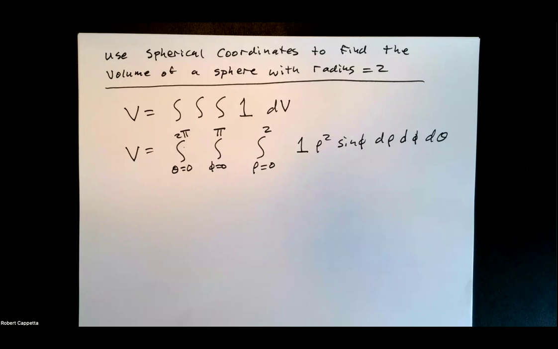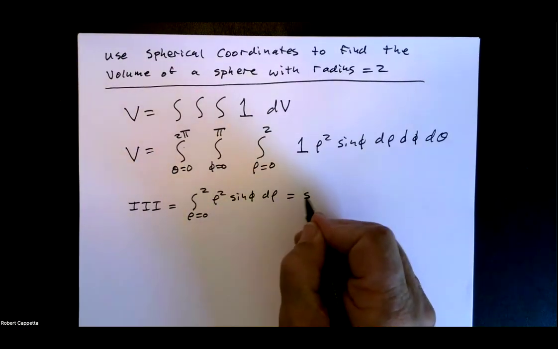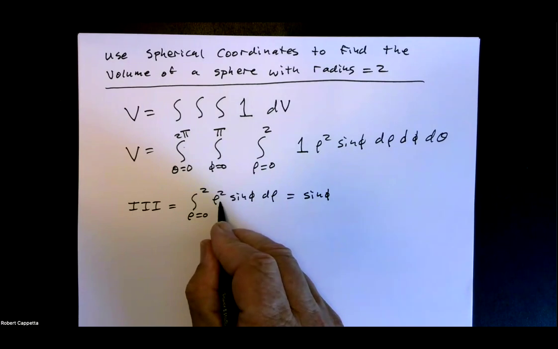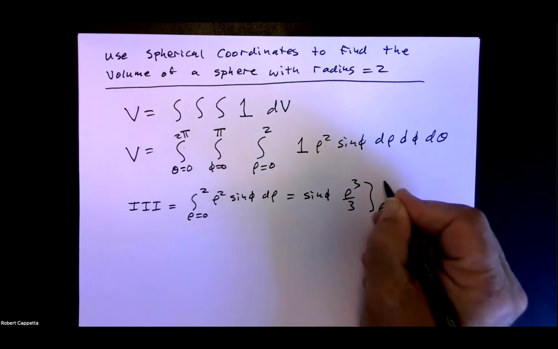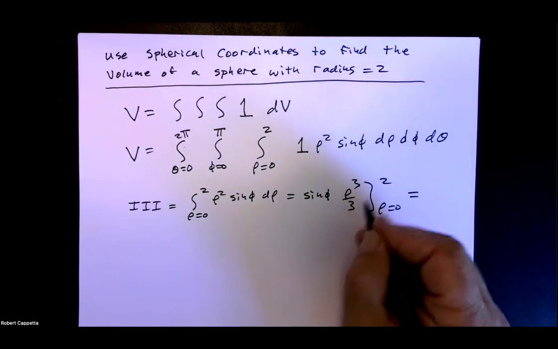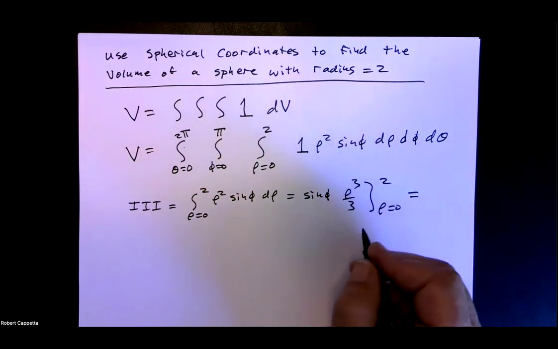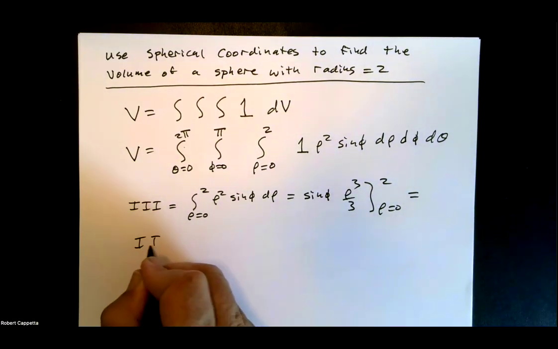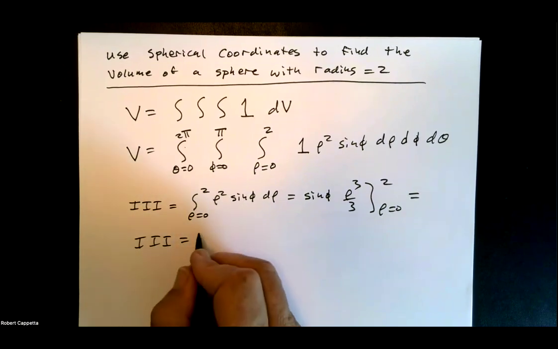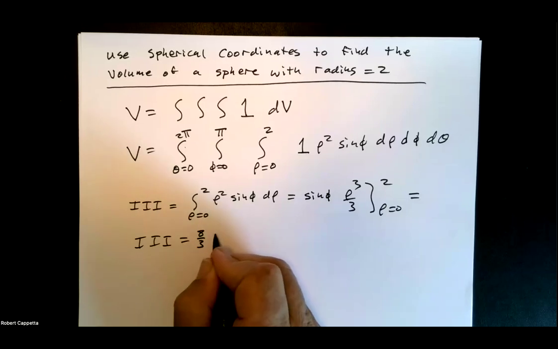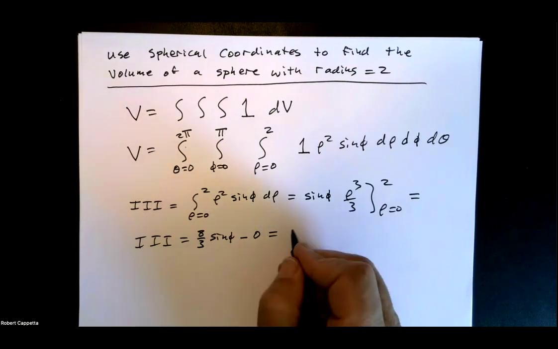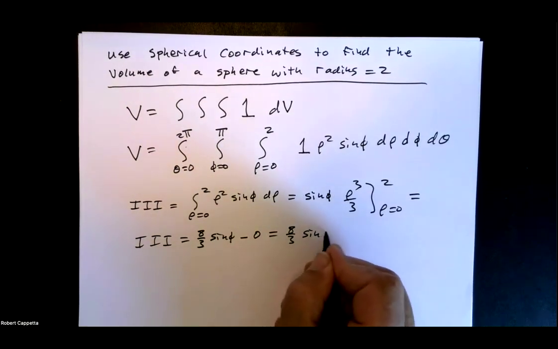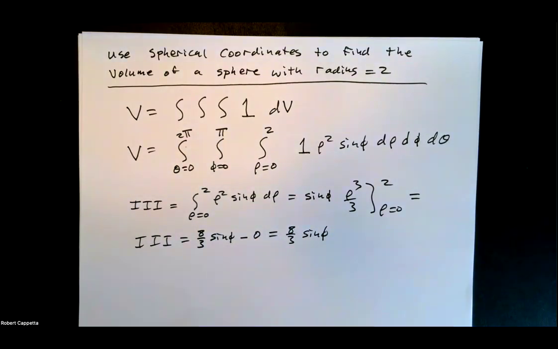So let's first start with the innermost integral. From this perspective, sine is a constant. The integral of rho squared would be rho cubed over 3. As rho goes from 0 to 2, if rho is 2, 2 cubed is 8, 8/3 sine phi. Seems to be my answer. So it's 8/3 sine phi, minus 0 if rho is 0. So my innermost integral is 8/3 sine phi.